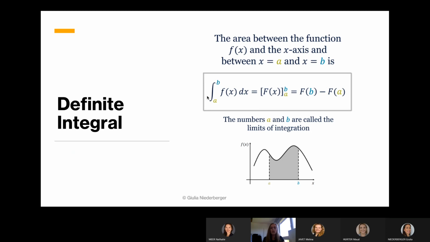And then you have your integration sign right here, and you have your lower limit and your upper limit. You always first take the antiderivative, which you then write as a capital letter, so capital F here. Then you plug the upper limit in and subtract from it the lower limit, and you get your area. And those a and b are called limits of integration. To see it in a graph, this would be the part that you are calculating.